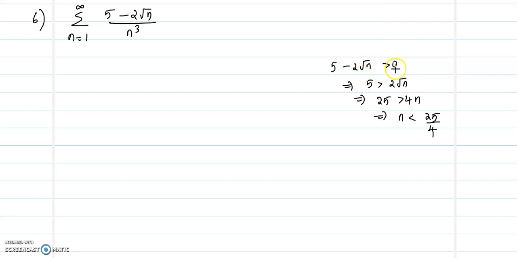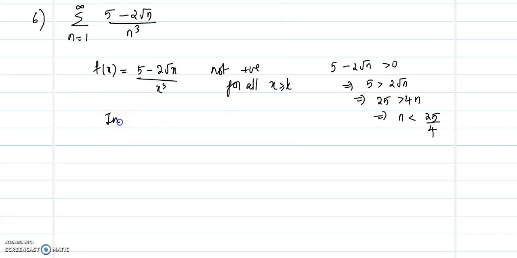Now if we take 5 minus 2 root n, this will be greater than 0 only if 5 is greater than 2 root n. So upon squaring on both sides, we will get 25 greater than 4n. So we must have n less than 25. So here if we take f of x equal to (5 minus 2 root x) by x cube, it is not positive for all x greater than or equal to k. So therefore the integral test cannot be applied in the case of this series. So we cannot determine whether the series converges or diverges by integral test.